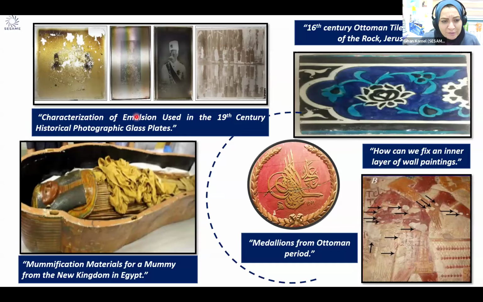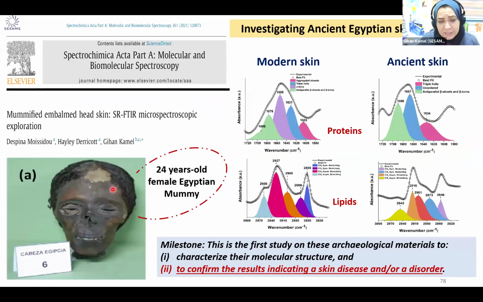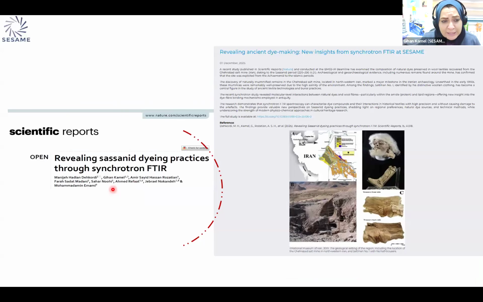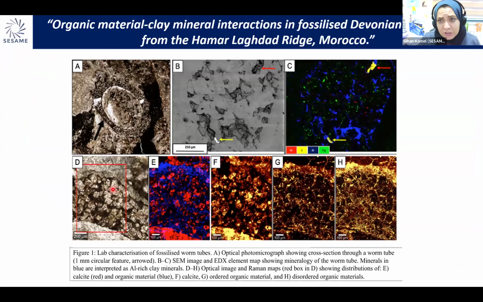Wood medallion, photographic glass plates, mummies and mummification materials, human remains a lot, human hair, teeth, bones. This was also on mummified skin tissue. This was ancient hair, 2000 years old, from the Roman period. This was one of our last publications on textiles, on historical wool. This is the 3.5 billion years old stromatolites. And again, fossils, I would say this is a sort of paleontology example also.